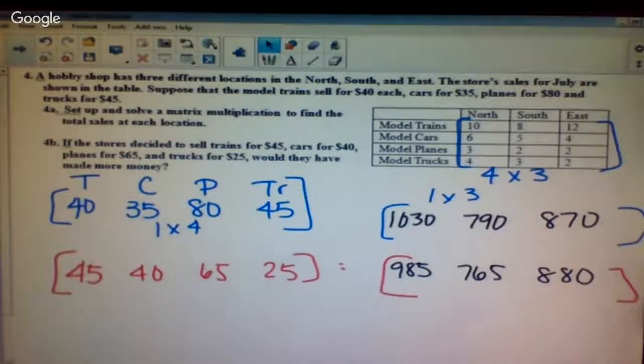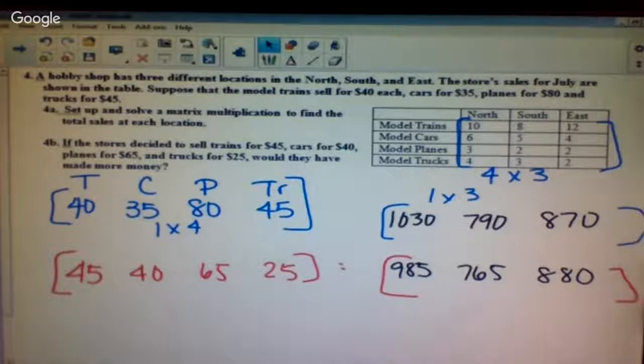Okay, so what does this tell me? What does 1030 tell me here? 1030 is telling you that's how much North made. That's how much money North made selling their trains, cars, planes, and trucks if they sold that amount of quantity. So, part B says if they decided to change their prices, would they have made more money?